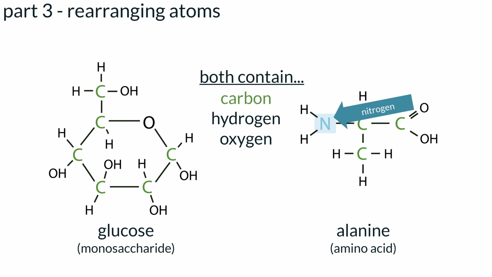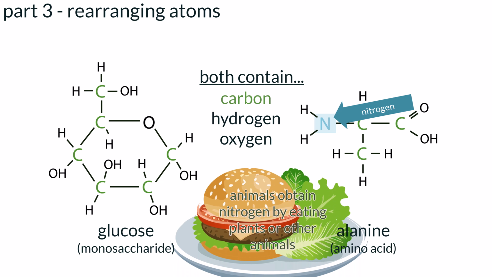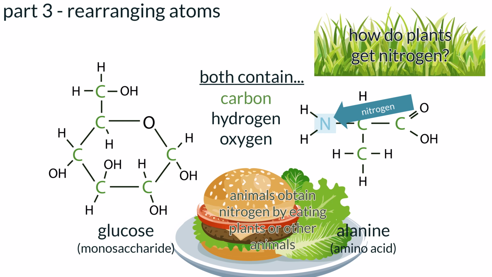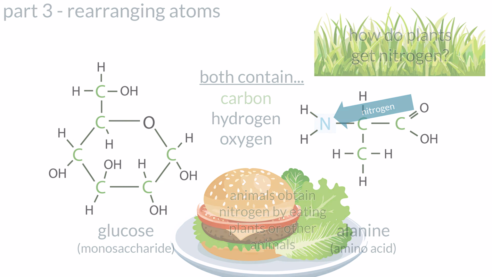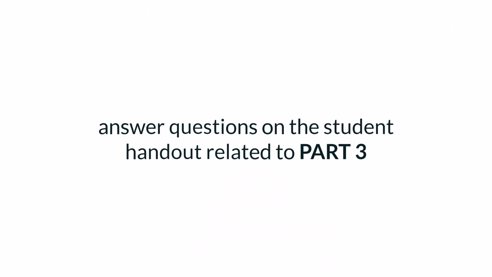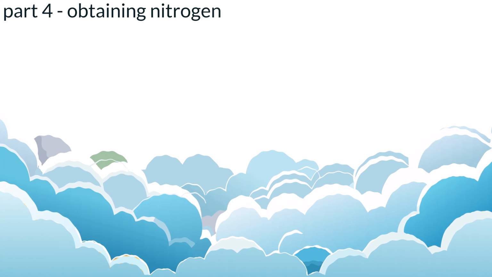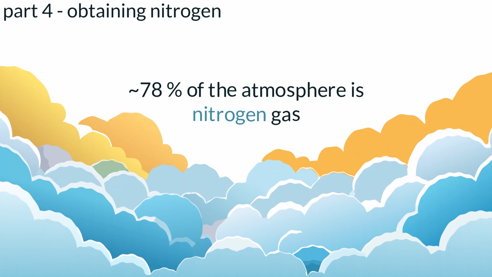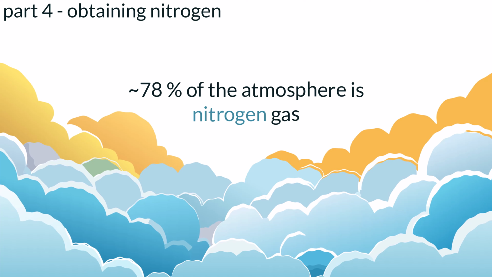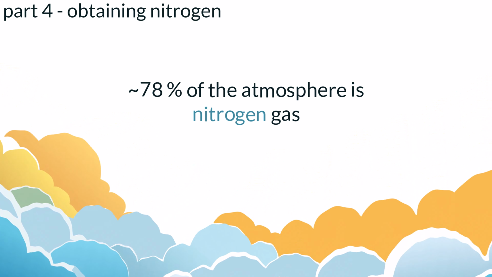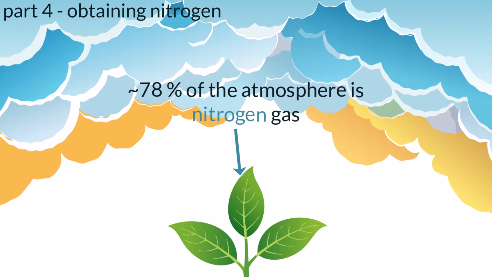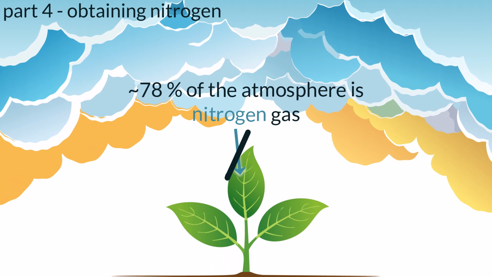So where did the nitrogen come from? Animals, including humans, get nitrogen by eating plants or by eating other animals that eat plants. So how do plants get the nitrogen they need to create amino acids and proteins? You may be surprised to learn that 78% of the gas in our atmosphere is nitrogen gas. With all of this nitrogen in the atmosphere, you think it would be easy for plants to get the nitrogen they need for amino acid and protein production, but it's not.